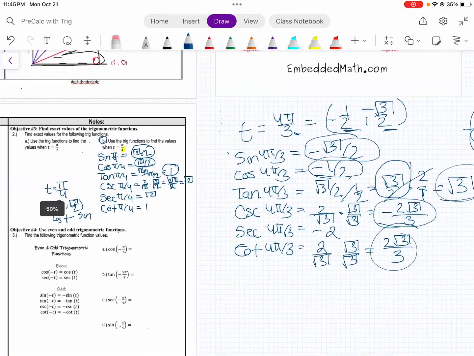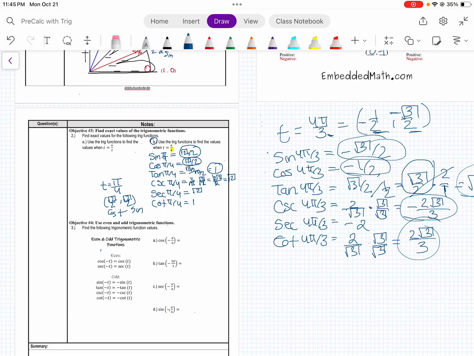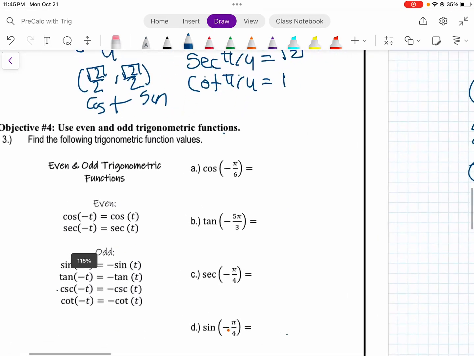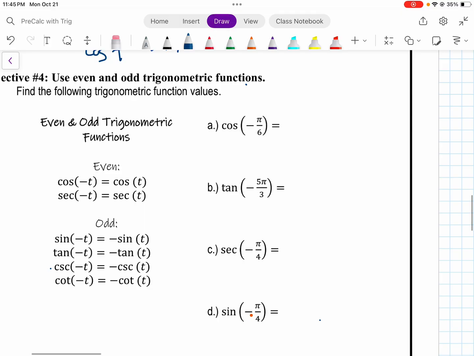Now, the last thing that I do want to go over is even and odd functions, and I'm not going to do all of them because I think you pretty much can do it. Just remember that for any even function, which in this case is cosine and secant, even if the radian is negative, your answer is still going to be positive. For the odd ones, if the radian is negative, your answer will be negative. So let's do one example of each.